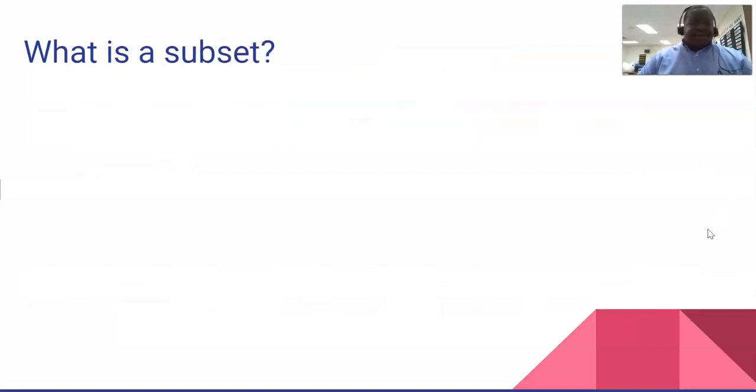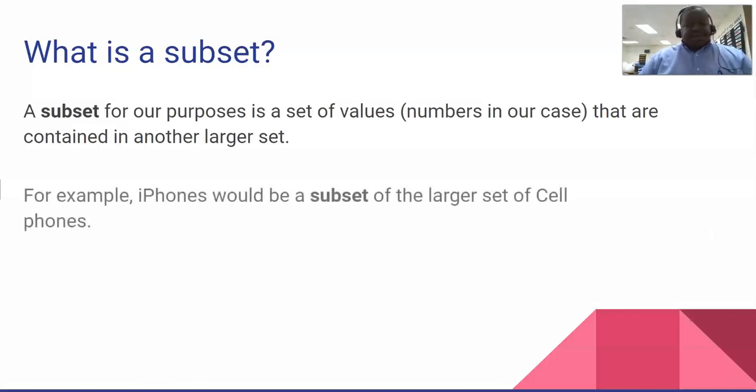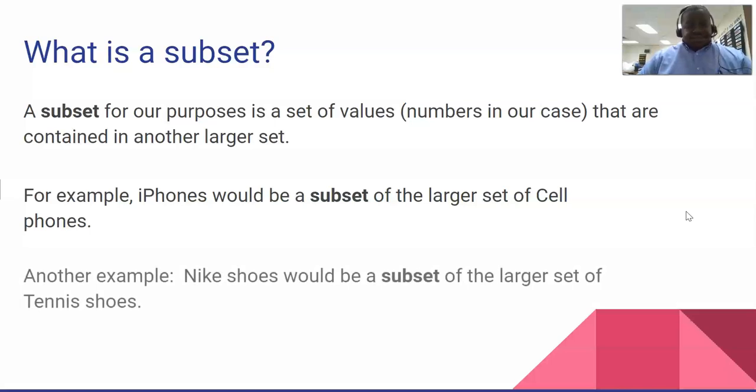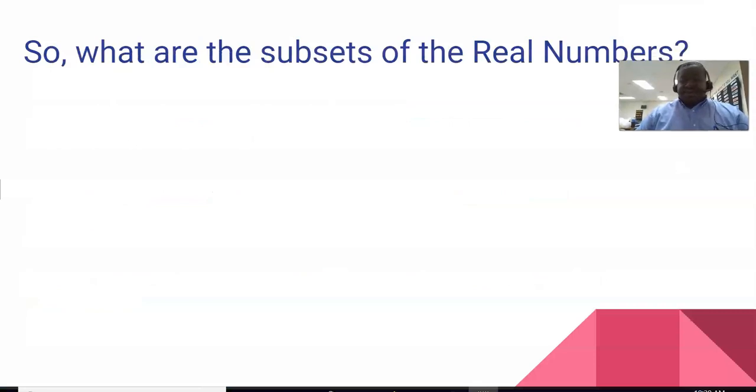Another term that may have been unfamiliar in those learning objectives. A subset for our purposes is a set of values, or numbers in our case, that are contained in another larger set. For example, iPhones would be a subset of the larger set of cell phones. And another example, Nike shoes would be a subset of the larger set of tennis shoes. So what are the subsets of the real numbers?